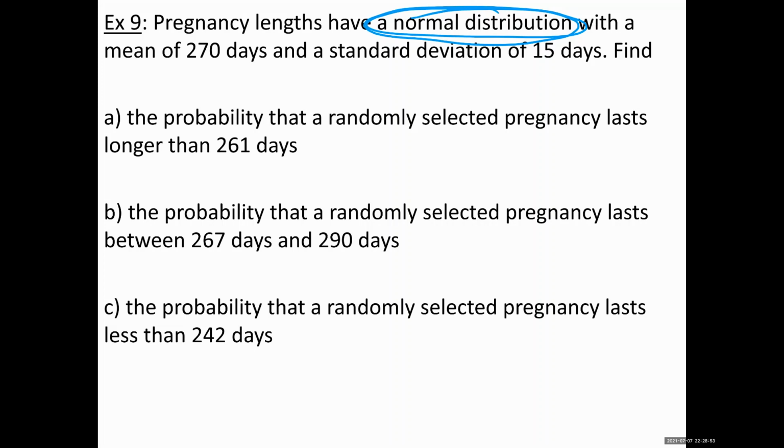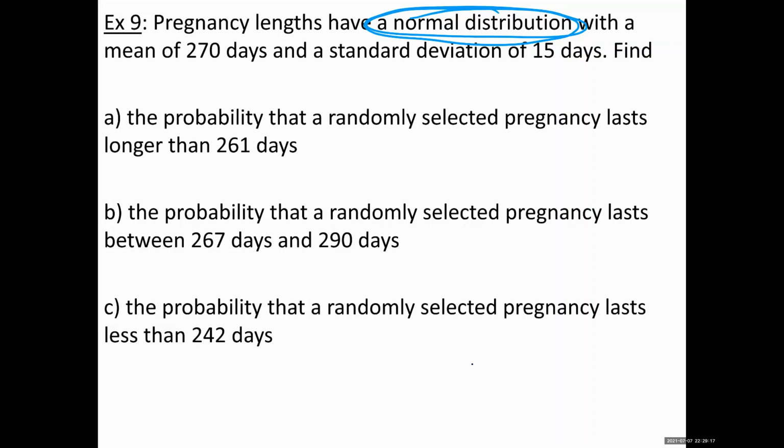So the lengths of all pregnancies are in this bag, and they're trying to describe the contents of the bag. So they say the bag has a normal distribution, meaning use some kind of curve like this to answer questions about that bag. The average of all the numbers in the bag is 270, the standard deviation of all the numbers in the bag is 15. And now they're saying find some probabilities.